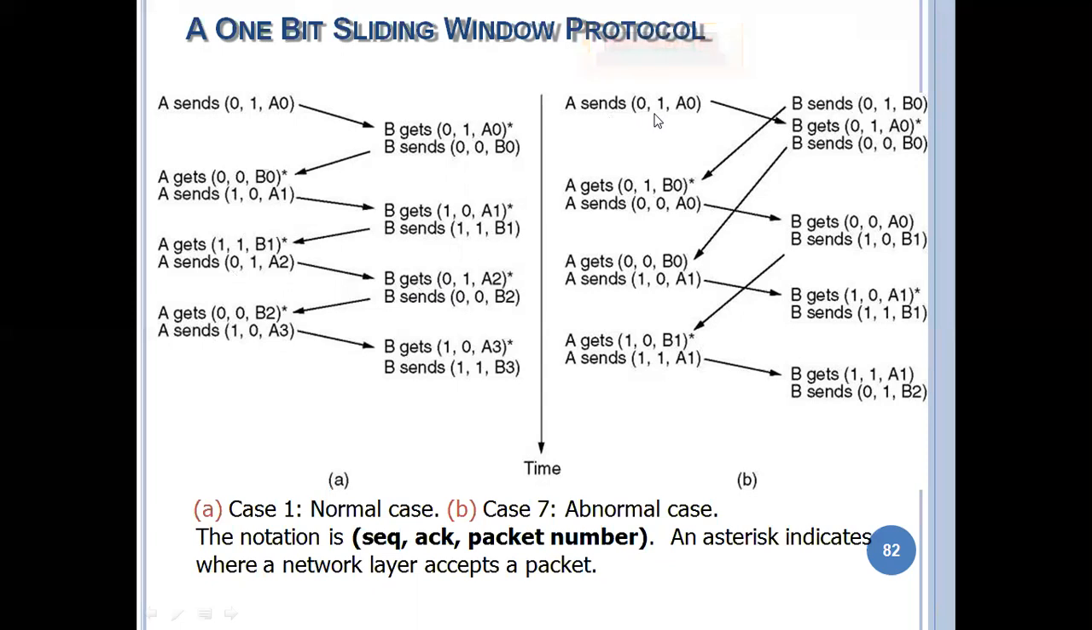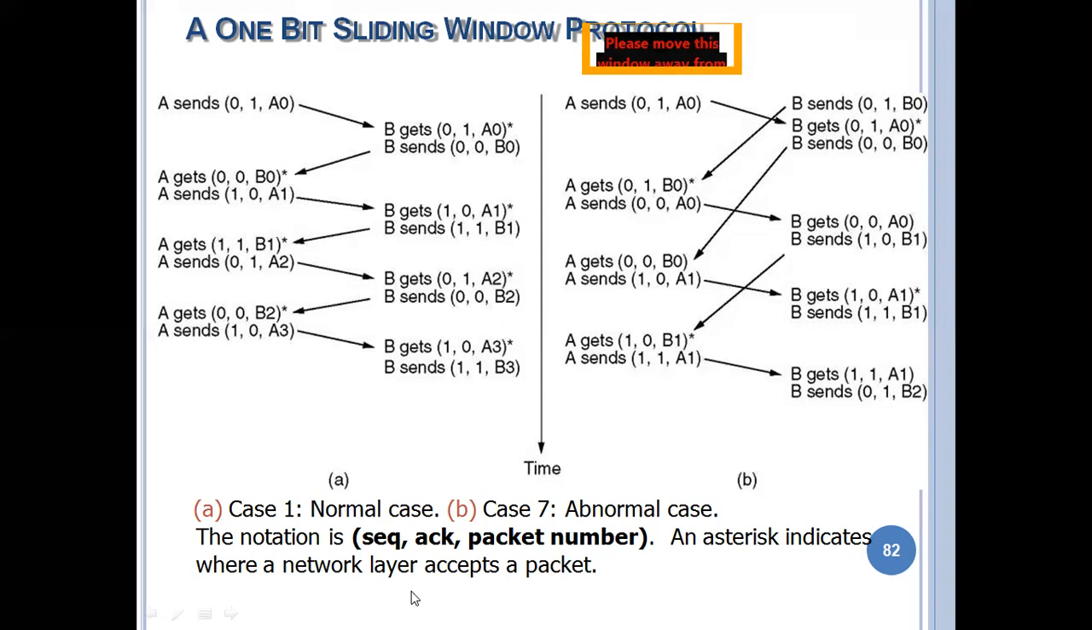Here A sends 01 A0. B gets that, but before that B sends 01 B0. Now A gets 01 B0. A sends 00 A0, B sends 00 B0. So in case one, this is the normal case. The second one is the abnormal case.